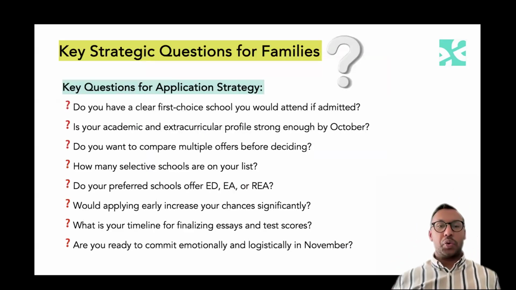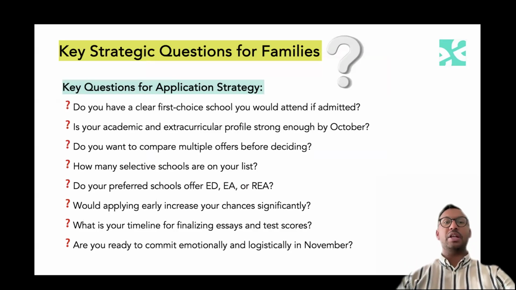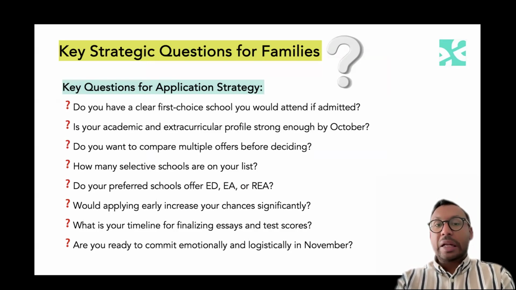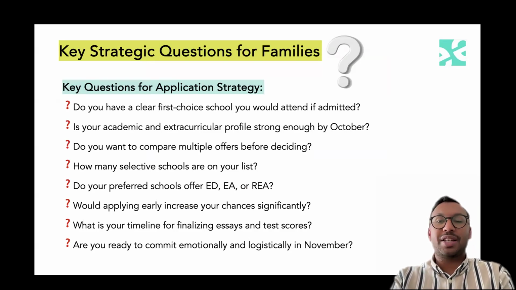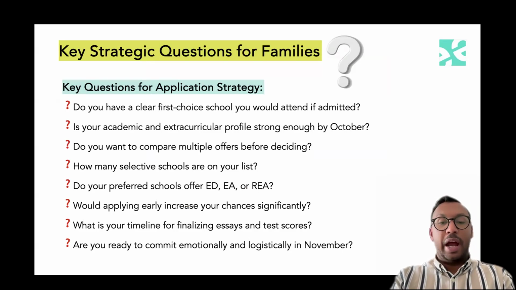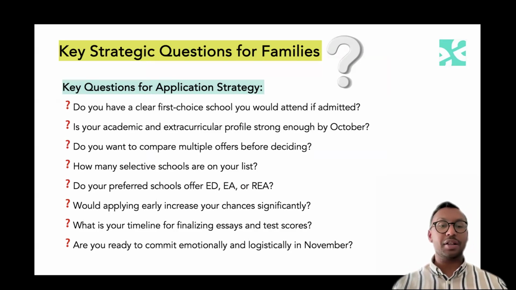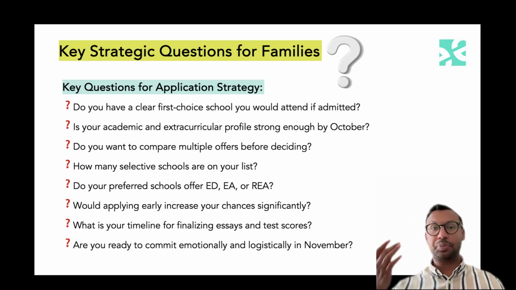So as we go through this and we start thinking about the different strategies that you can utilize as a family, some things to keep in mind is, do you have a clear first choice school you would attend if admitted? And this could be in the form of both an early decision because it's binding, or perhaps even an REA. If you get into the restricted early action or the early action school, your application cycle can stop at that point if you're not interested in looking any further.